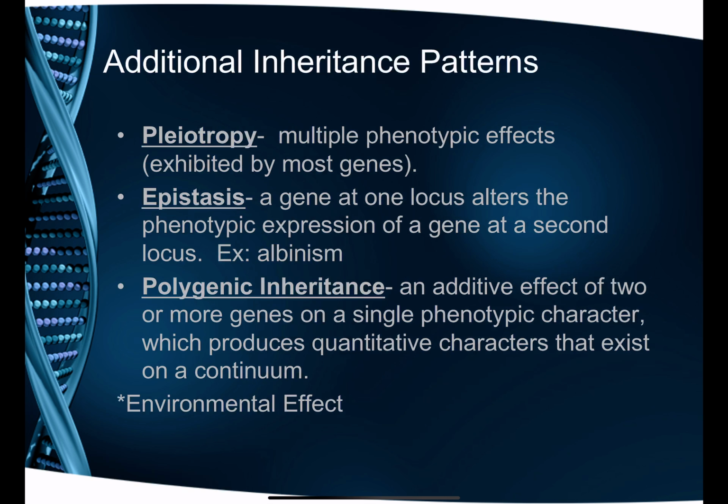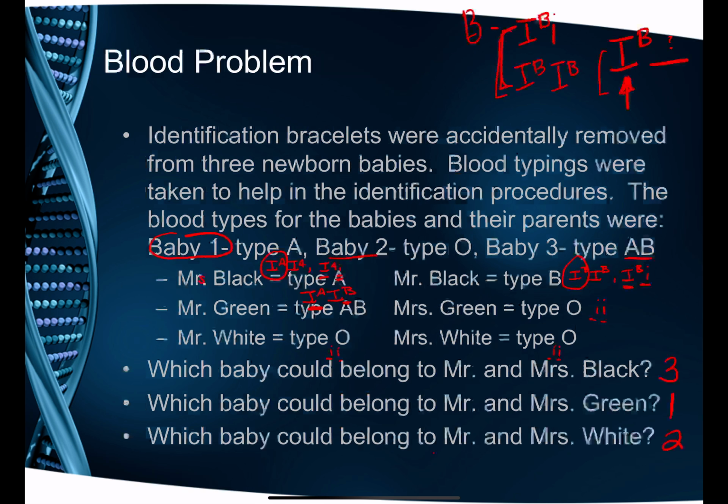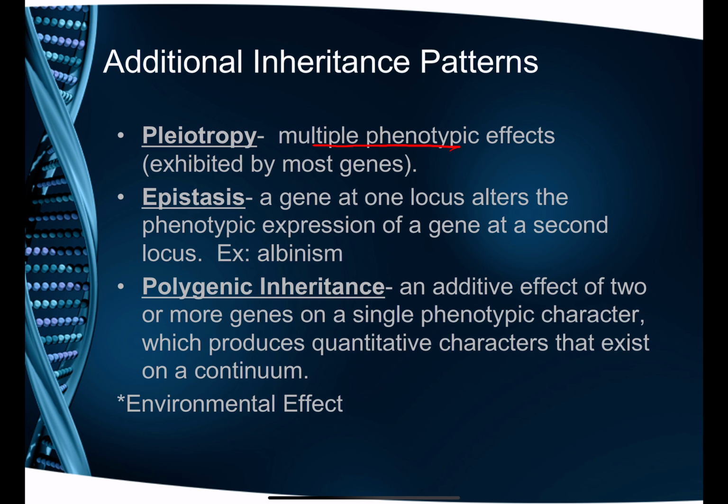All right. Let's finish up with a couple more patterns of inheritance. So the next one is pleiotropy. And so that means multiple phenotypic effects, okay? So even with blood type, we're still pretty limited. We basically have 4 phenotypes, right? A, B, O, and AB when we have multiple alleles. But most genes have many phenotypic effects. They can have many combinations, and that is referred to as pleiotropy, either way you want to say it. And that's what most traits are, okay?